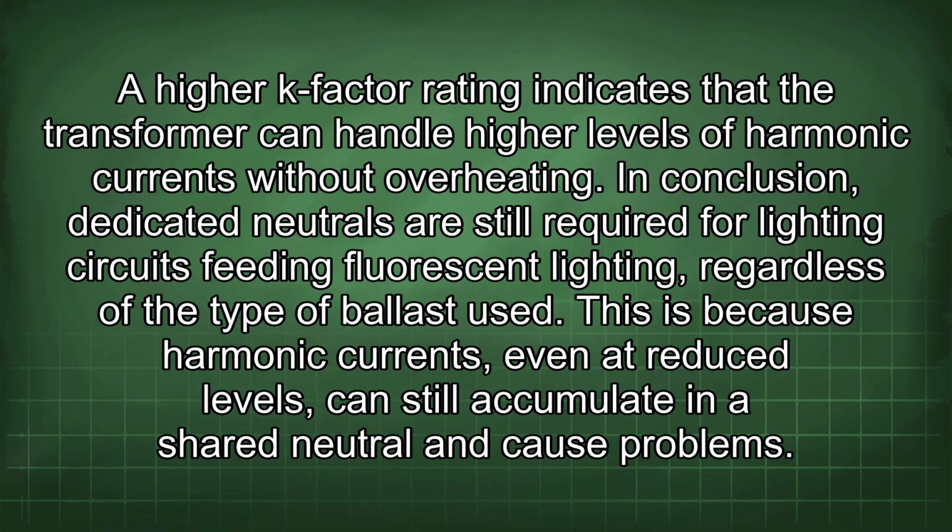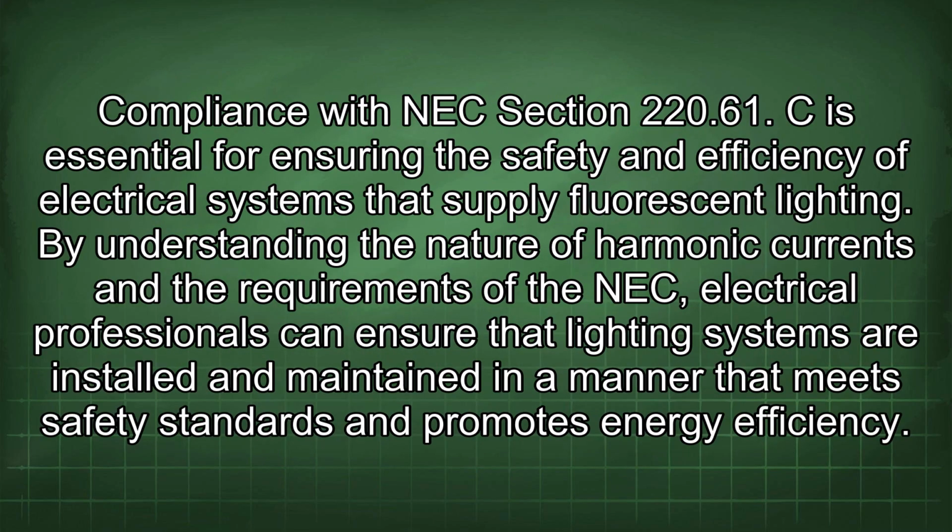In conclusion, dedicated neutrals are still required for lighting circuits feeding fluorescent lighting, regardless of the type of ballast used. This is because harmonic currents, even at reduced levels, can still accumulate in a shared neutral and cause problems. Compliance with NEC Section 220.61 C is essential for ensuring the safety and efficiency of electrical systems that supply fluorescent lighting. By understanding the nature of harmonic currents and the requirements of the NEC, electrical professionals can ensure that lighting systems are installed and maintained in a manner that meets safety standards and promotes energy efficiency.